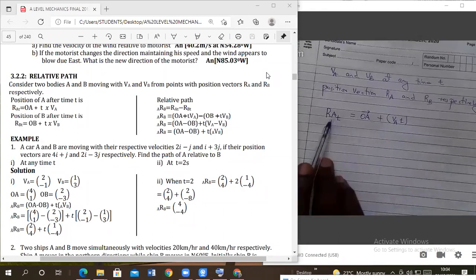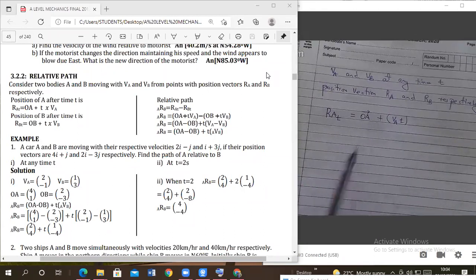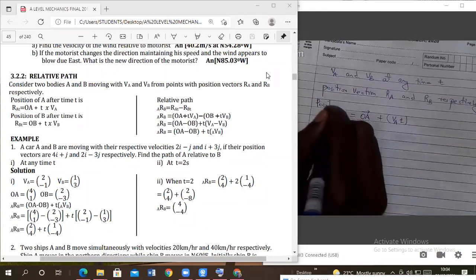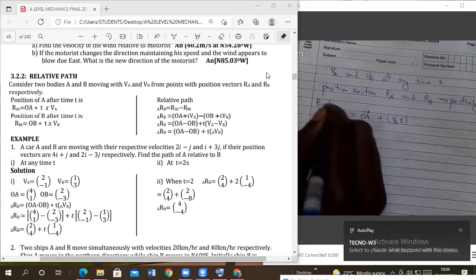So we shall have the position vector after any time t. So this is the new position vector at any time t. The internet today is very poor, it is affecting my camera seriously. Let's be patient with me today.